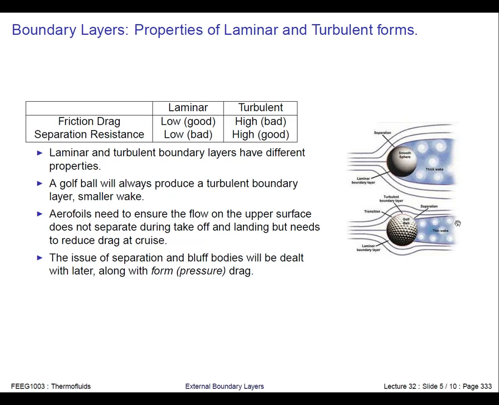And we will see in the next lecture this wake is effectively a drag, and it's called form drag. And golf balls have very little form drag because they have much smaller wakes relative to the smooth sphere, and this is why golf balls have dimples.